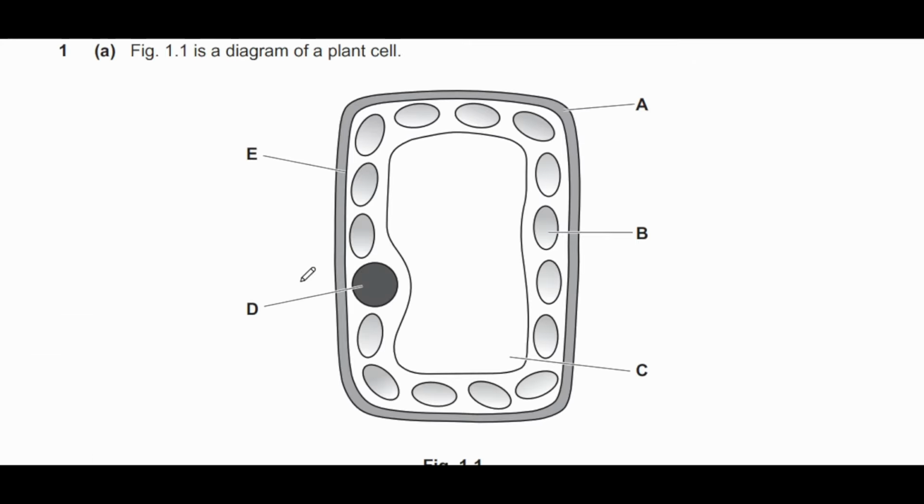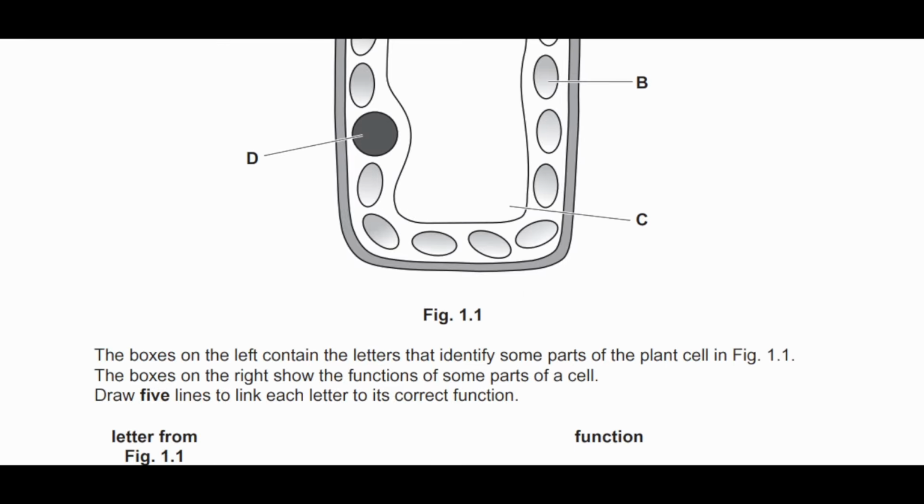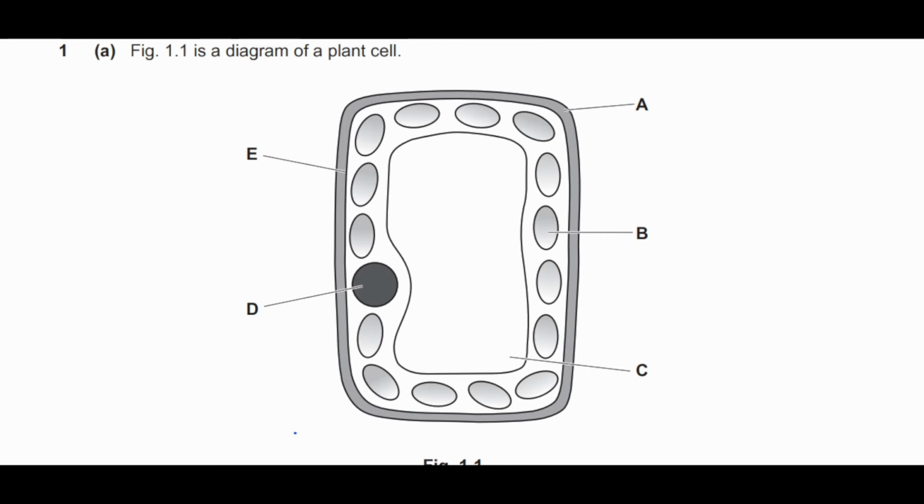So, question 1. The boxes on the left contain the letters that identify some parts of a plant cell in figure 1.1. The boxes on the right show the functions of some parts of a cell. Draw 5 lines to link each letter to its correct function. Okay, so let's start off by identifying what each letter is.